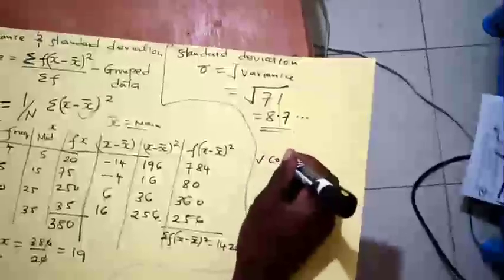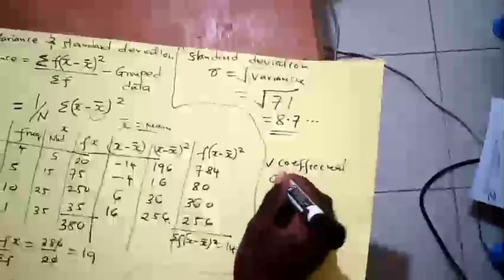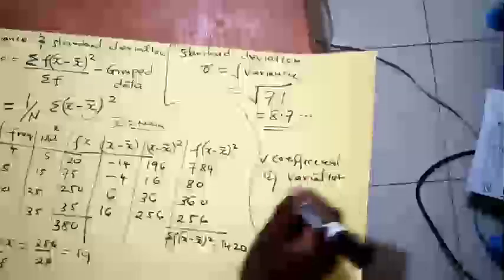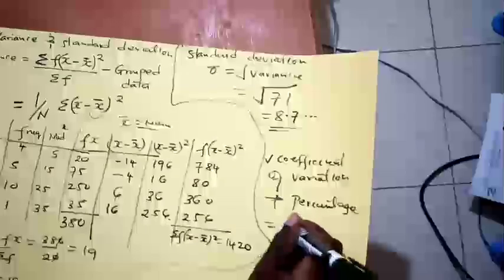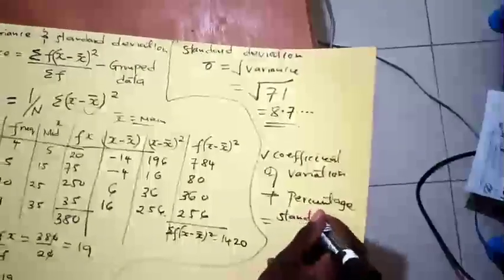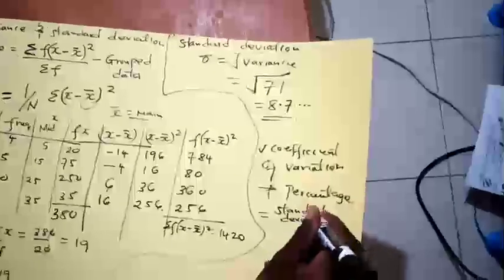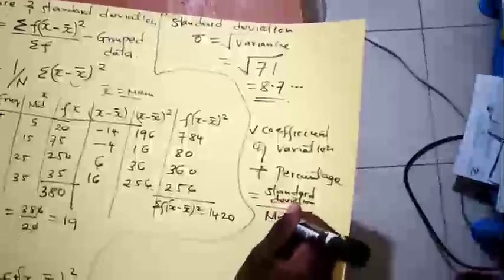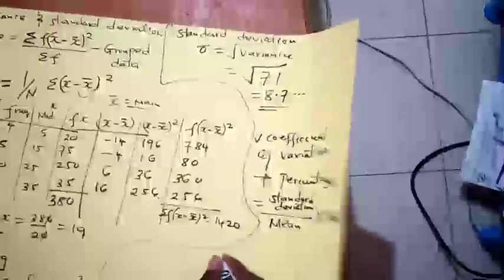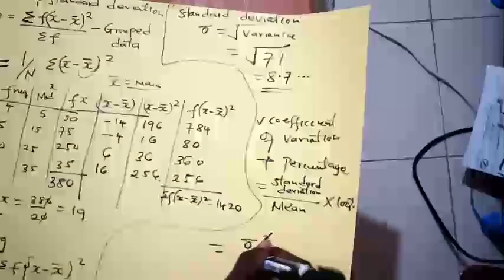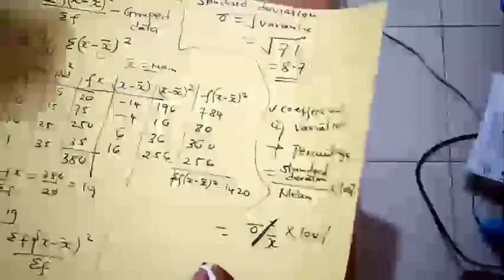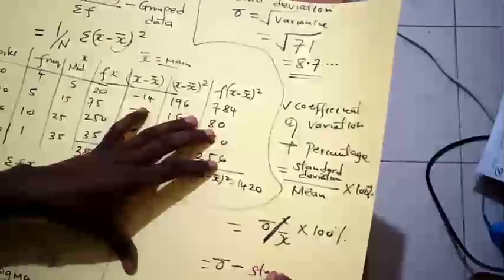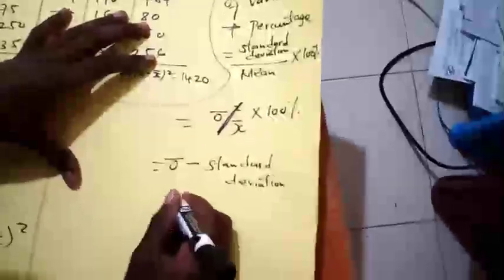Then finally we talk about the coefficient of variation, and in most cases it is a percentage. It is given by the standard deviation divided by the mean, multiplied by 100%. So in most books you are going to find it given as sigma, not sigma squared, over x bar times 100%. Whereby sigma is the standard deviation, and x bar is the mean.